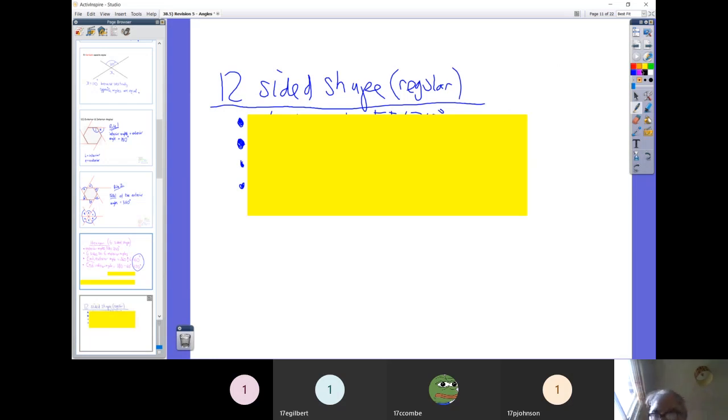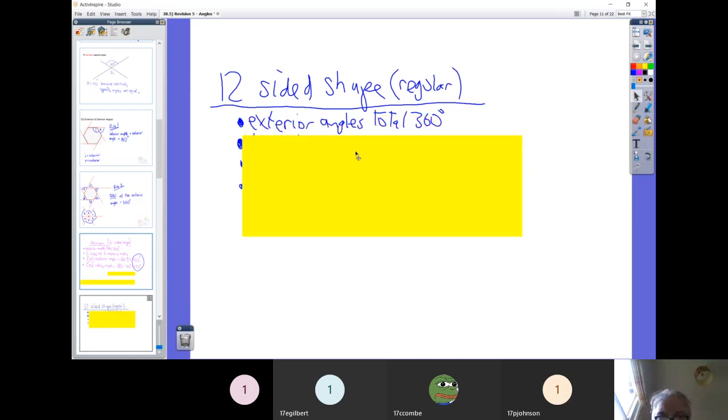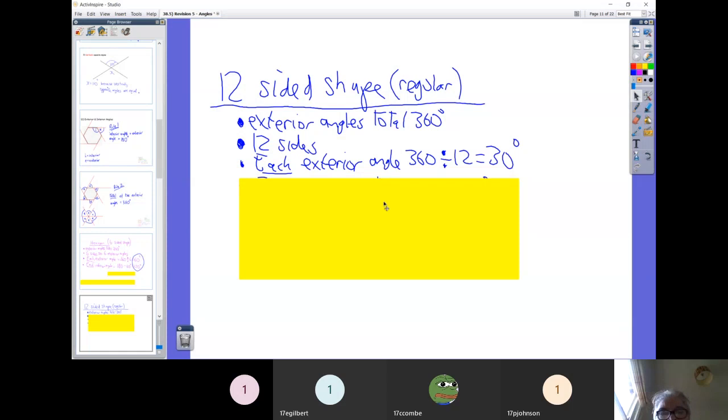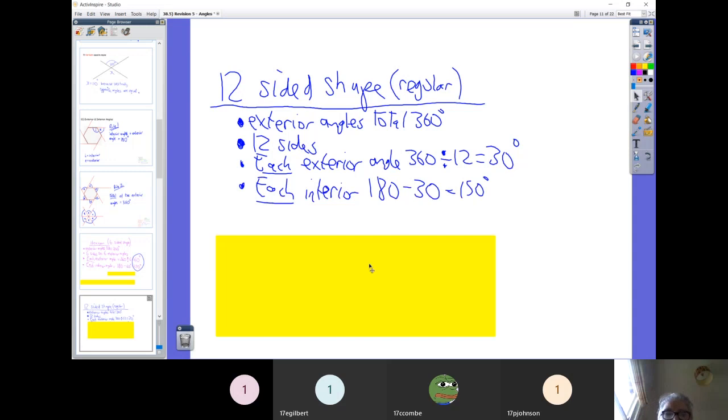Okay, so let's work through it. So we're saying the exterior angles, as we know, always add up to 360. It's a 12-sided shape, so it's got 12 exterior angles. So each of those exterior angles must be 360 divided by 12, which is 30. And if each of the exterior angles is 30, what must be each of the interior ones? Well, because we're up to 180 together, that must be 180 take away 30, which is 150 degrees.